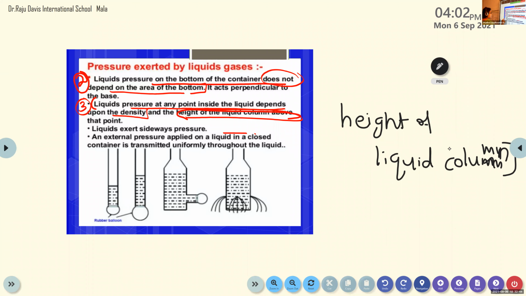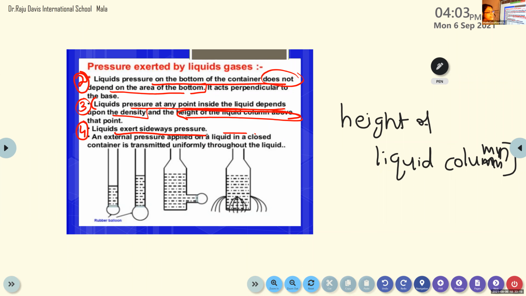Now, the fourth point, how does liquid exert pressure? You see, when we discuss a wooden block and all, where we apply the force, only at that particular point is pressure experienced. But in the liquid, it is not like that. Liquid exerts sideways pressure. That means wherever the water is, everywhere the liquid exerts the pressure. So that's the meaning of liquids exert sideways pressure. It is not only top, it is sideways pressure.